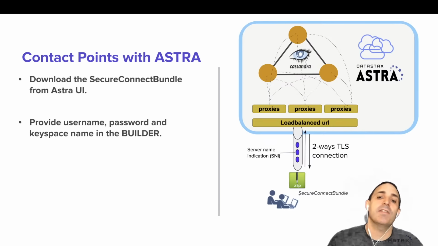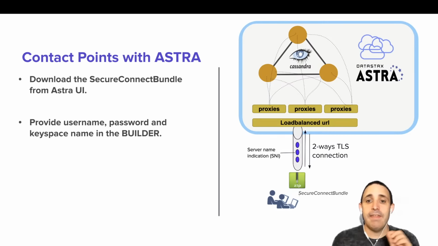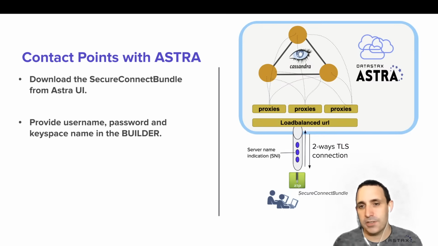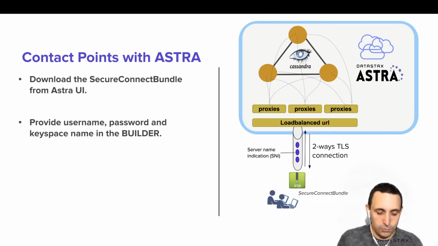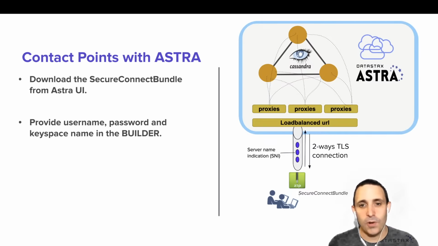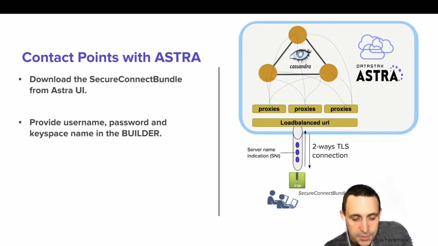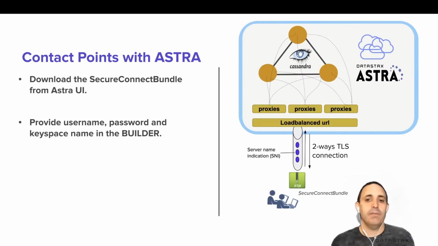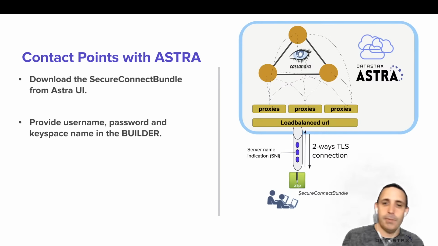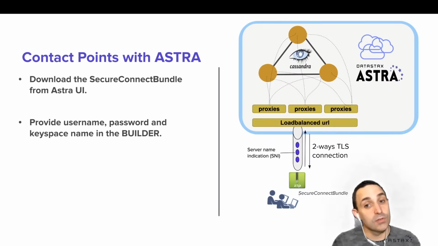Inside the zip, there is the certificate required to open the two-way TLS connection between you and Astra. And then there is a load balancer on the Astra side and some proxies to route your request to the proper node. Using a protocol named SNI, for Server Name Indication, the client can say, I want to send my data to this node, and then the load balancer knows what's happening and routes the instruction to the proper node.